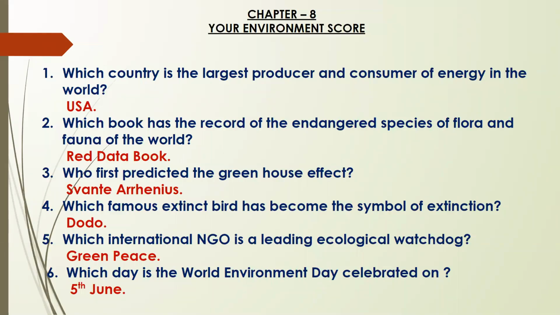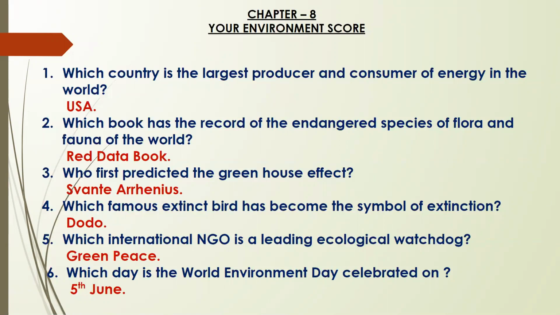Now this is chapter 8, Your Environment. First, you are given questions and you find the correct answer. Choose the correct option. Which country is the largest producer and consumer of energy in the world? The answer is USA. Next, which book has the record of the endangered species of flora and fauna of the world? The correct option is Red Data Book.